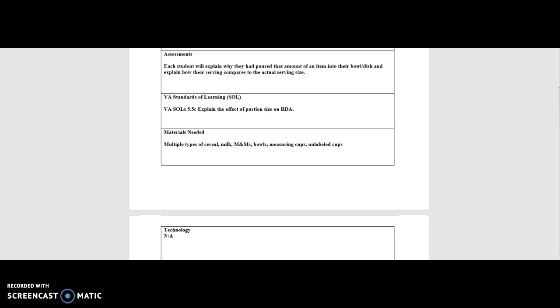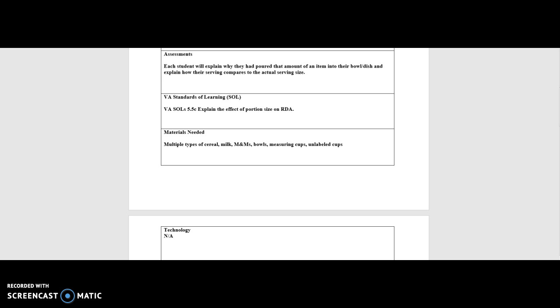How I plan to assess this is each student will explain why they poured that amount of the item into their bowl or dish, and then explain how their serving compares to the actual serving size. So in essence, what I'm trying to do is get them to explain to me why they poured the amount of cereal they poured into their bowl and why they poured the amount of milk into their bowl.